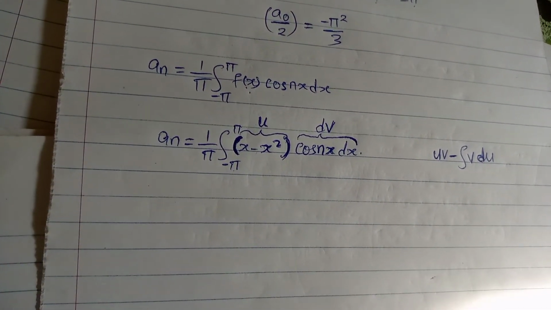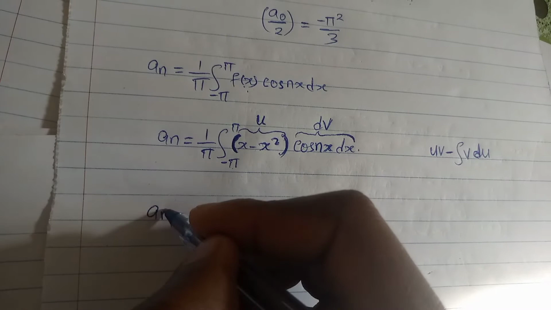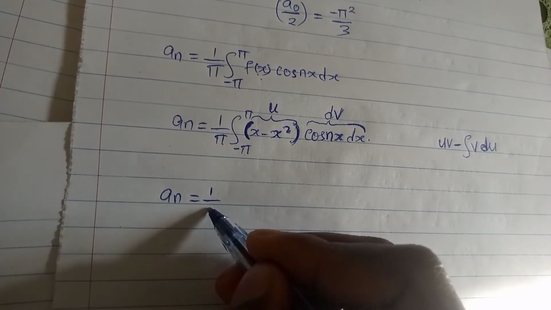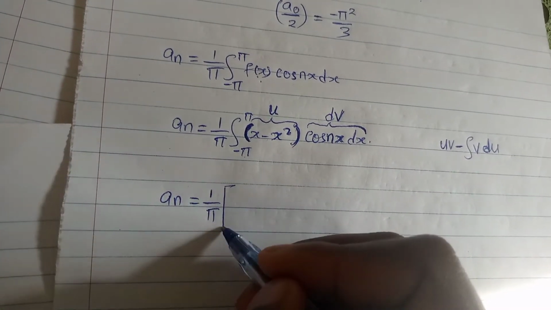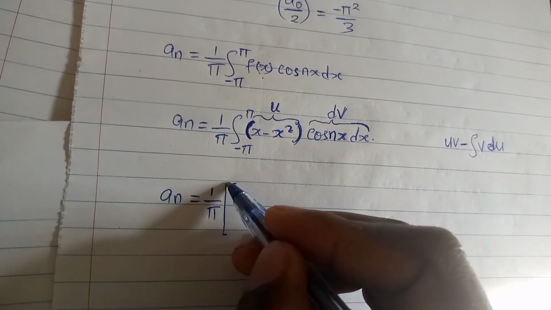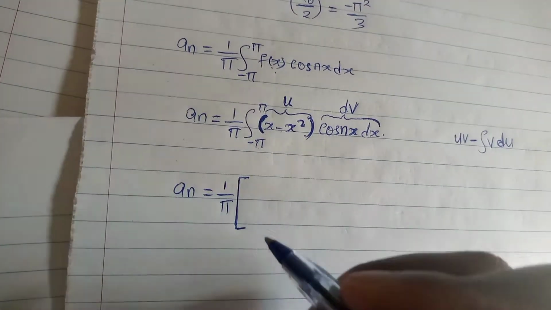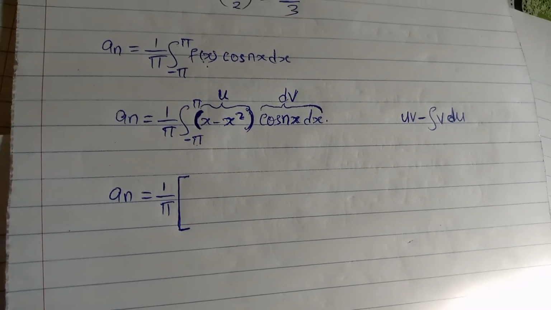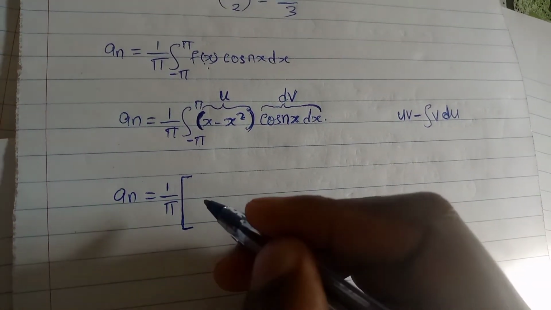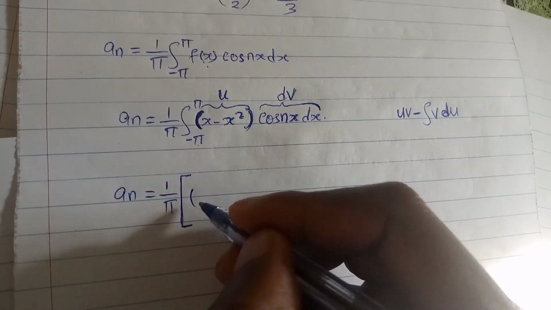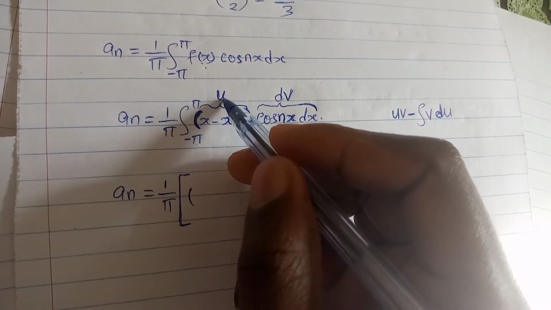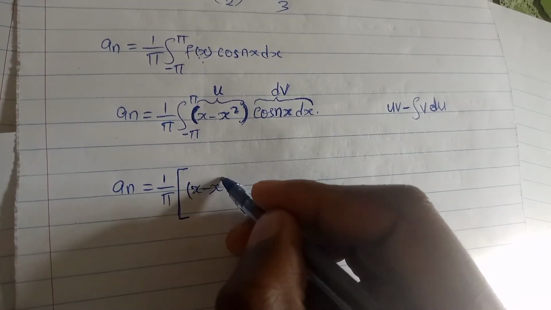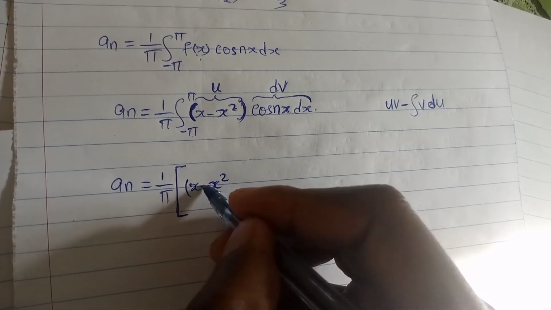Then we proceed. a sub n will be equal to 1 over pi. You can use those brackets. The first thing we begin with is writing the value of u here, which is x minus x squared.